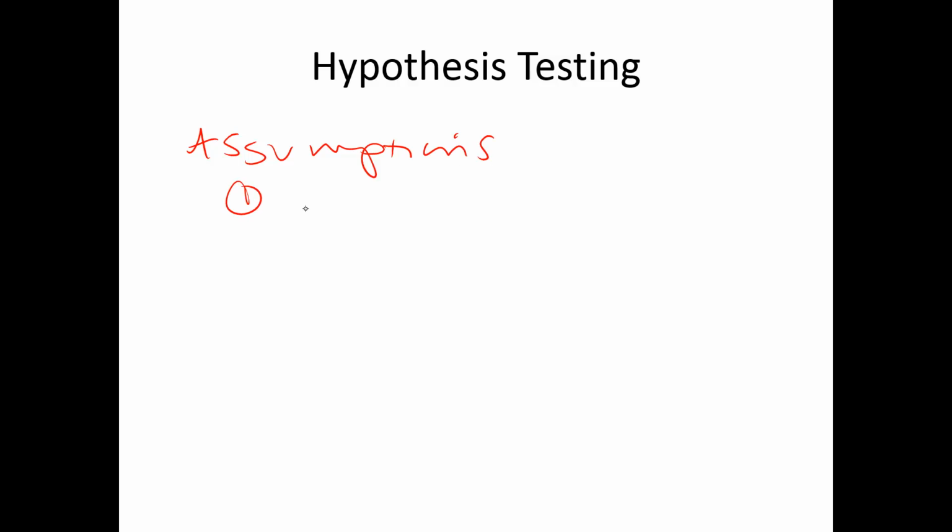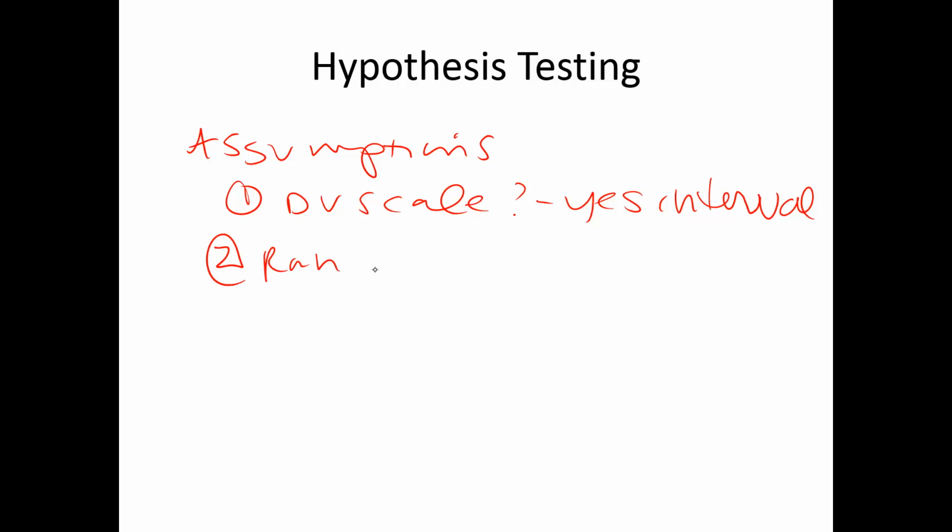Okay. So, is the DV scale? Yeah, it's an interval. Okay, so it's at least an interval. They didn't tell us a whole lot about it, but most satisfaction surveys are interval type scales. Right? And then the second question would be random selection, right?